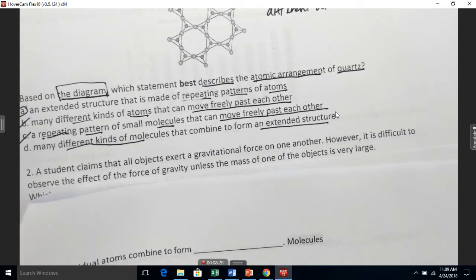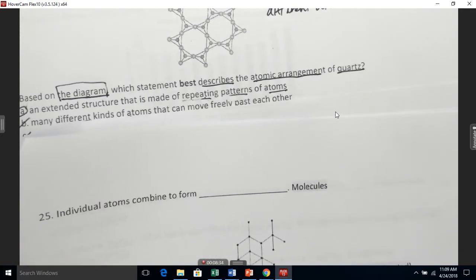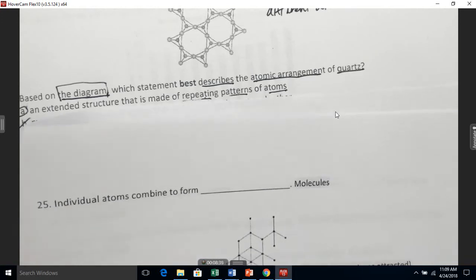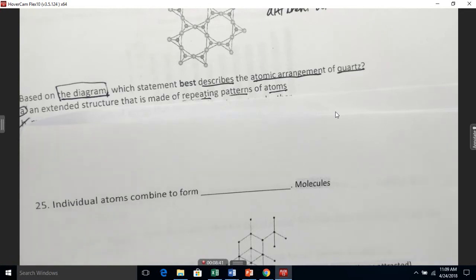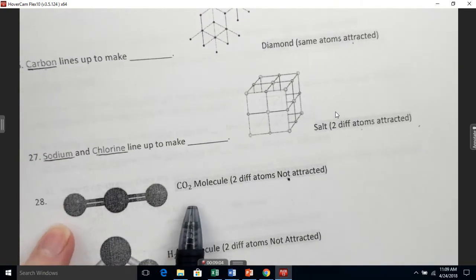Liquids and gases. On your answer sheet, put move freely past liquid and gas. And solid, attracted. Move freely past. The other thing you need to put by it is not attracted. They are not attracted. CO2, that's gas.